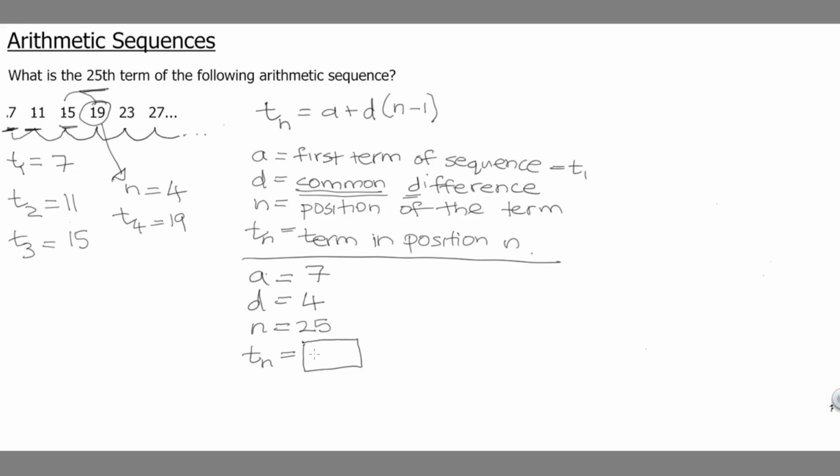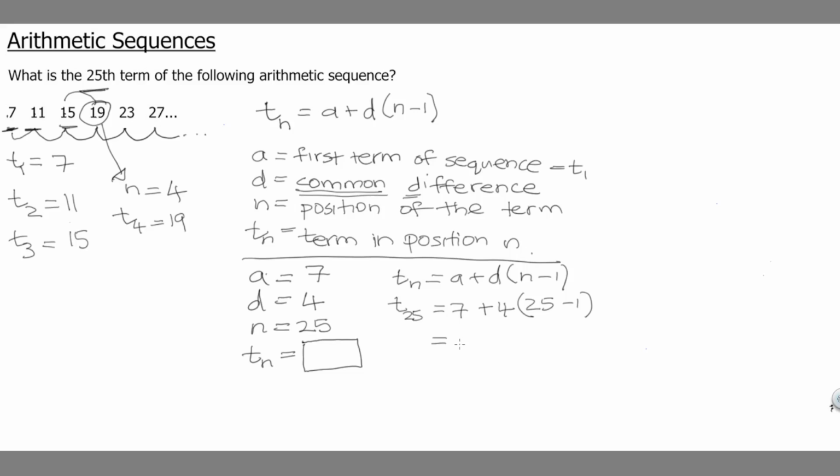All we have to do now is write the formula out again. Let me write it over here. Tn equals a plus d bracket n minus 1. Now let's plug in the values we know and solve the thing we don't know. We don't know what Tn is, but we know that n itself is 25. So we're looking for the 25th term is equal to a, which is 7, plus d, which is 4, bracket, and n is 25. So I'll plug 25 in here.